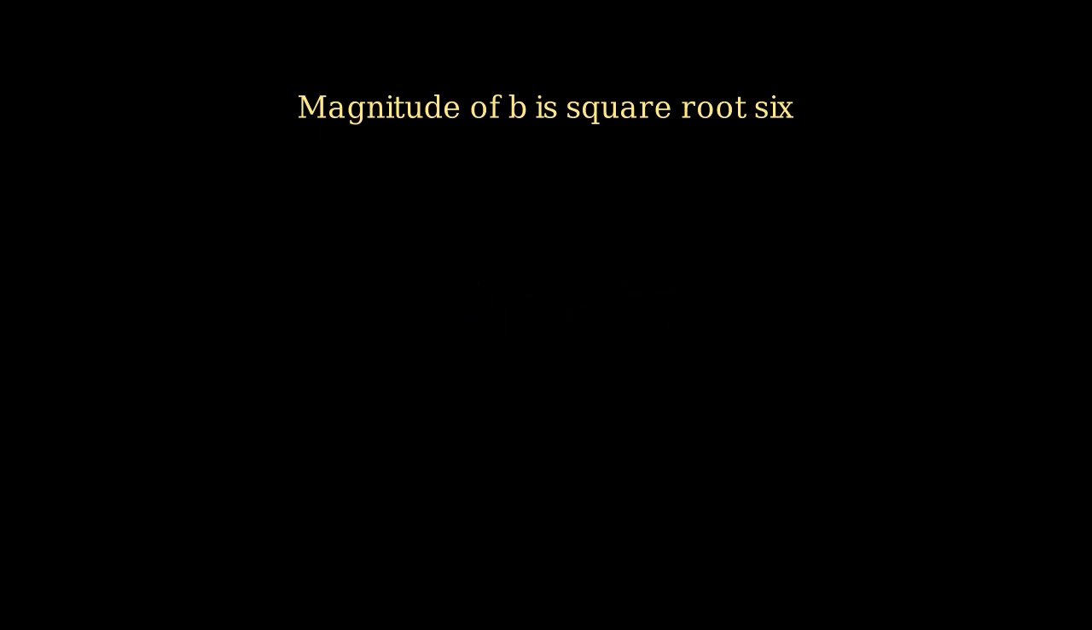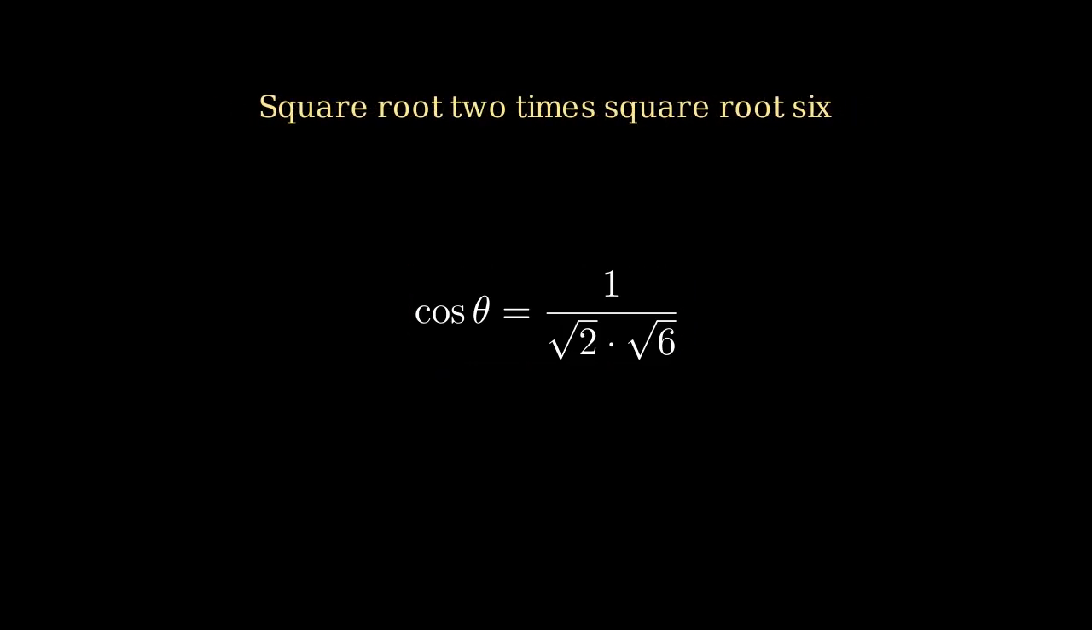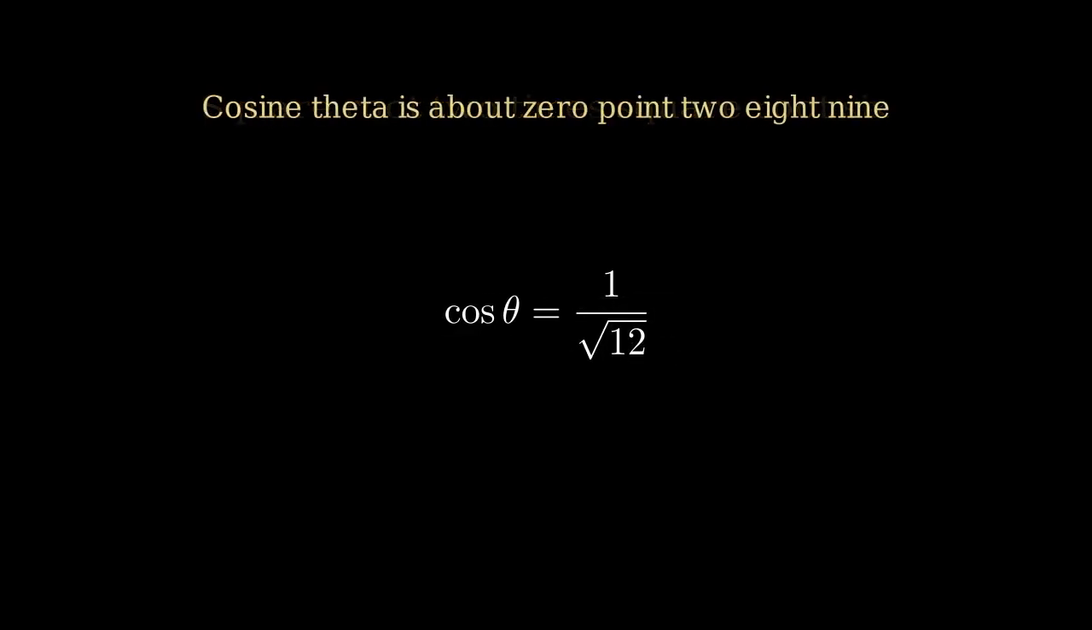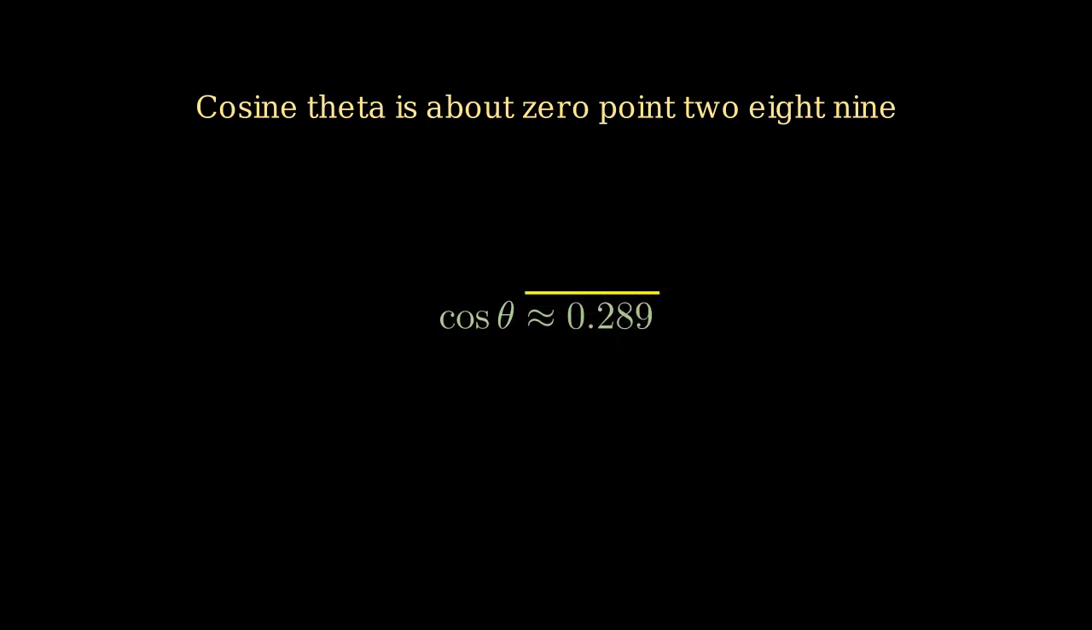Step 3, we use the angle formula to find cosine of theta. We divide the dot product by the product of the two magnitudes. Cosine of theta equals 1 divided by the square root of 2 times the square root of 6. The square root of 2 times the square root of 6 equals the square root of 12. So cosine of theta equals 1 divided by the square root of 12, which is approximately 0.289.